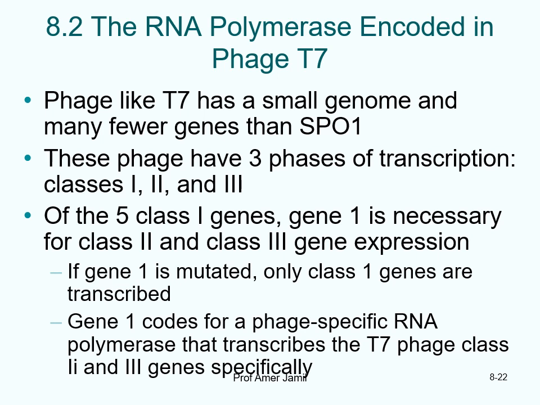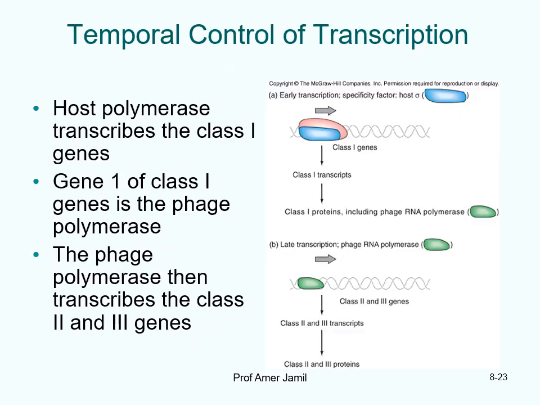Next part is the RNA polymerase encoded in phage T7. T7 is another phage, with a small genome and fewer genes than SPO1. And these phages have 3 phases of transcription, classes 1, 2, and 3. Of the 5 class 1 genes, gene 1 is necessary for class 2 and class 3 gene expression. How it goes is shown in this figure.